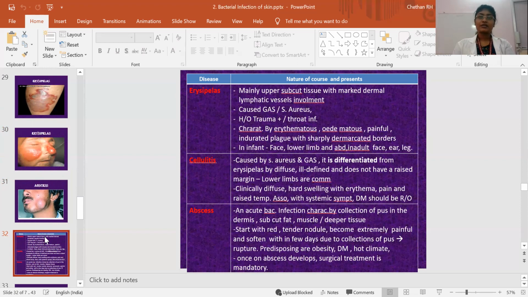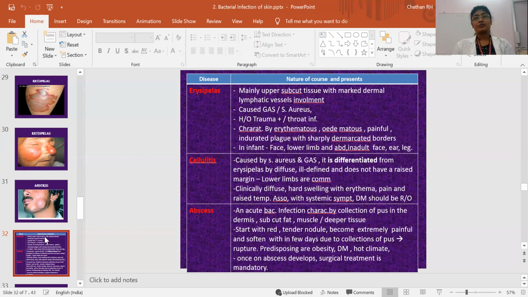So erysipelas mainly involves the upper subcutaneous tissue with marked dermal lymphatic vessel involvement, and it is caused by GAS or Staph aureus. There is a history of trauma or a throat infection present, because this can be caused by Staph aureus or streptococcus also. It is characterized by an erythematous, edematous, painful, indurated plaque with sharply demarcated borders.